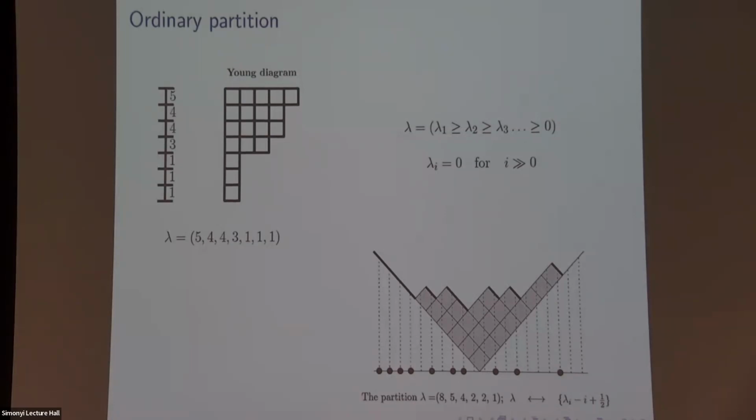And know that if a particle jumps to the left or right, it corresponds to adding or removing a square from this Young diagram. This is a small reminder on ordinary partitions.